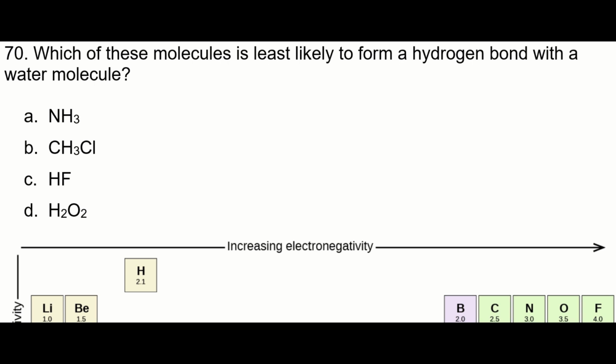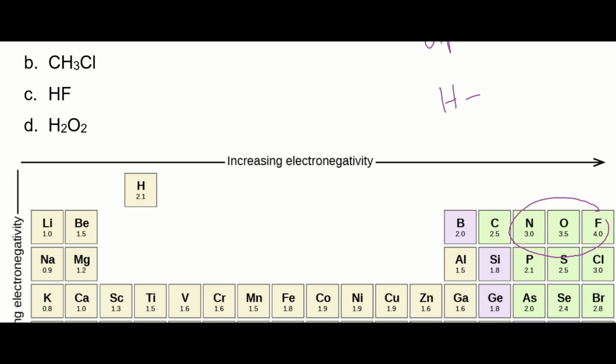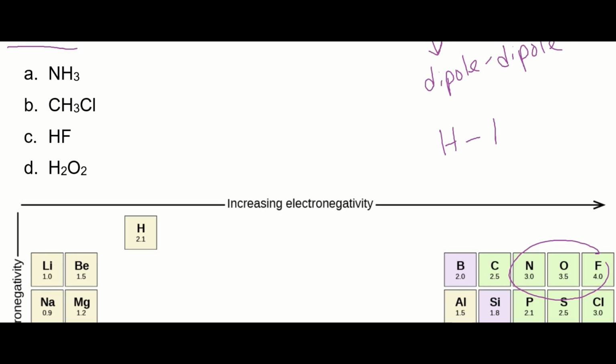Let's determine which of these molecules is least likely to form hydrogen bonds with a water molecule. As you may know, water molecules are highly polar molecules with an extensive network of hydrogen bond interactions in a sample of water. So let's just clarify, hydrogen bonds are special dipole-dipole interactions, very strong ones, where you have a hydrogen atom covalently bonded with one of these very electronegative other atoms, like nitrogen, oxygen, or fluorine.